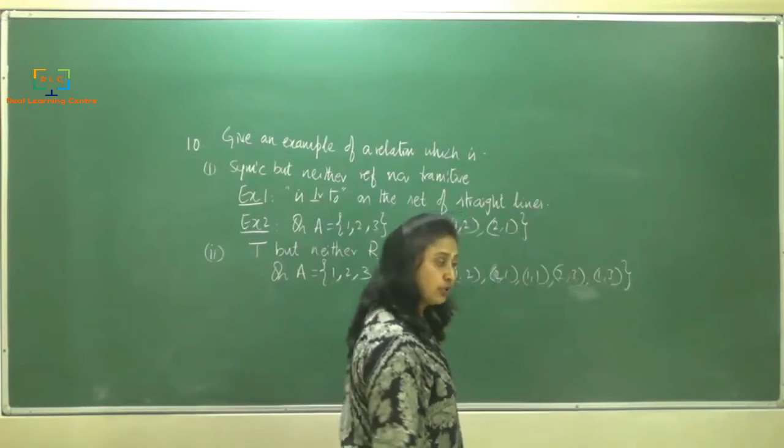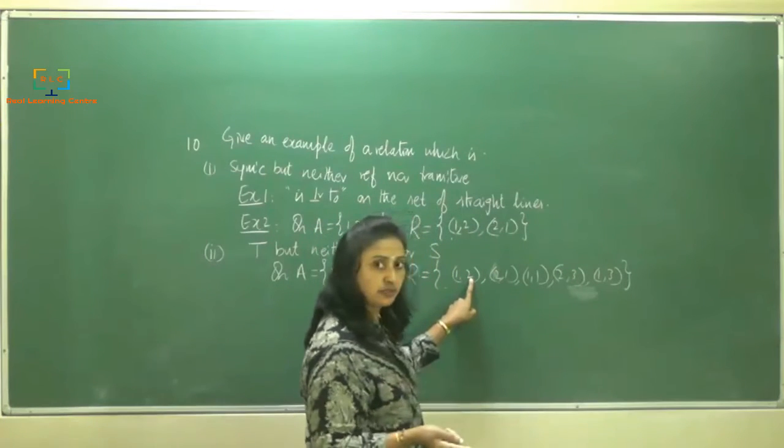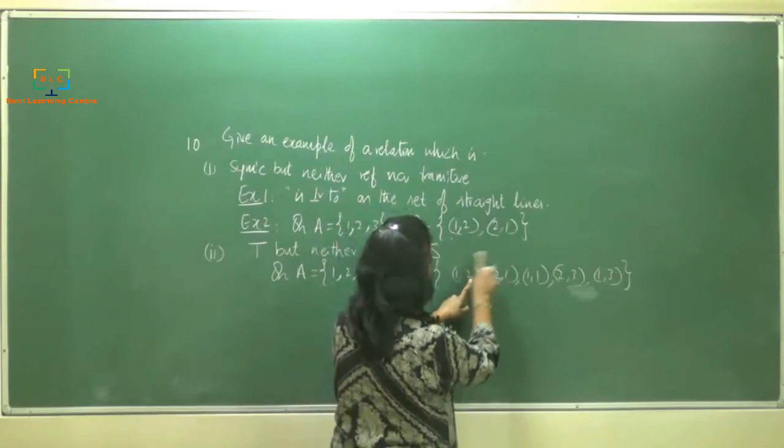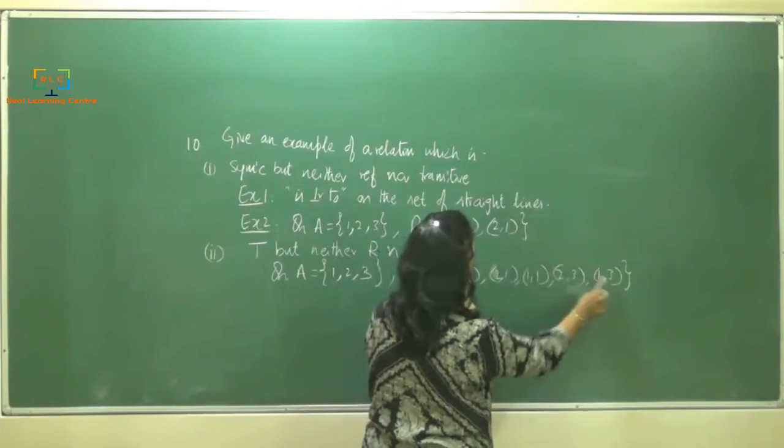So transitive is okay. I'll check once again. For 1, 2, go for the starting ones, which is the 2. That is 2, 1. I should have 1, 1. I have 1, 1. 1, 2, 2, 3. I have 1, 3 over here.